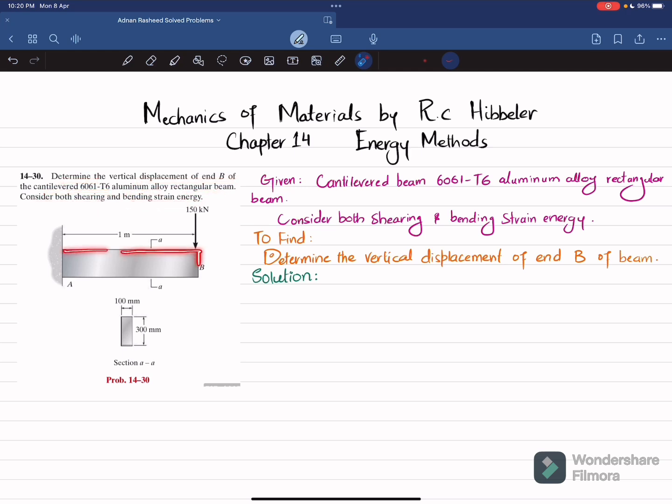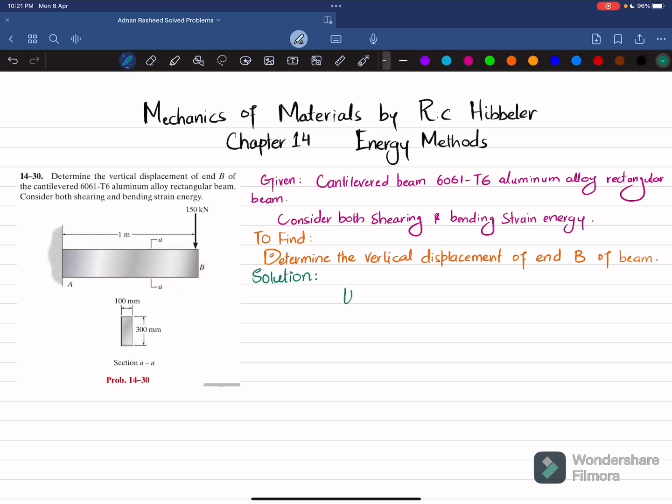So you can see this is a cantilever beam having a point load of 150 kilonewton at B. The cross section of this cantilever beam is rectangular. Height is 300 millimeter while width is 100 millimeter. So you have to consider both shearing and bending strain energy, and then find the displacement of this point B, which is delta B. You can see due to this load, this beam will bend like this. So this will be the delta B, which we will have to find. So let's start with the solution.